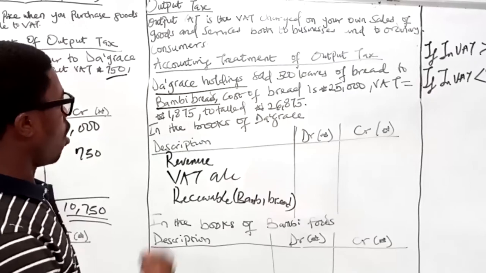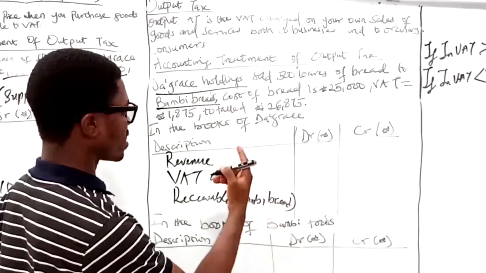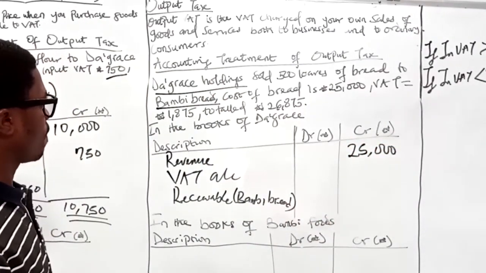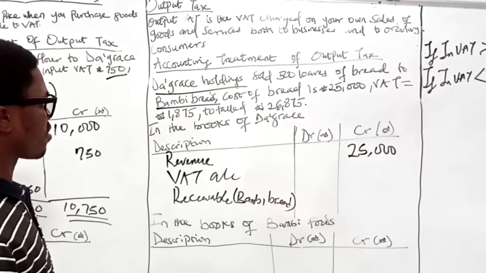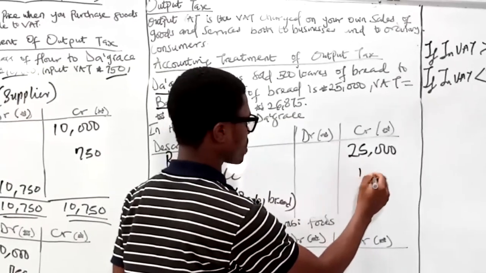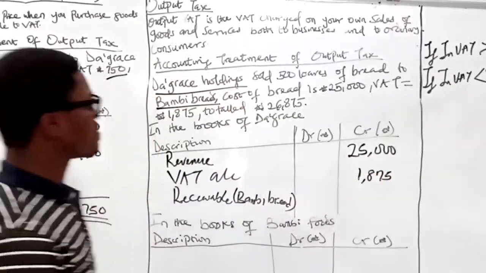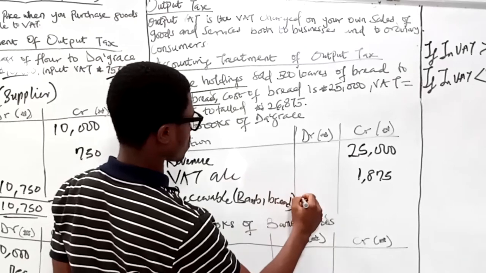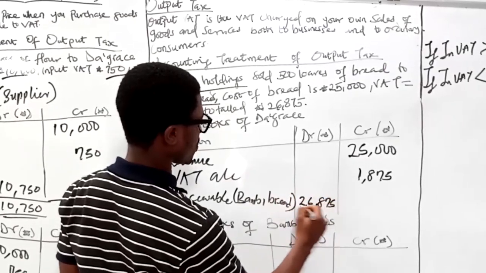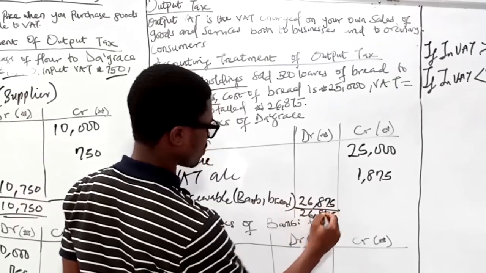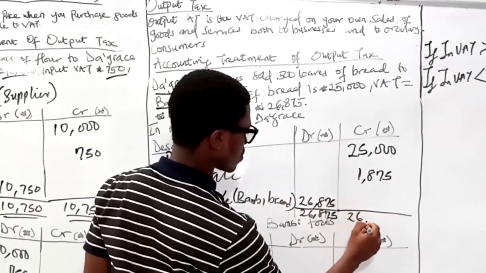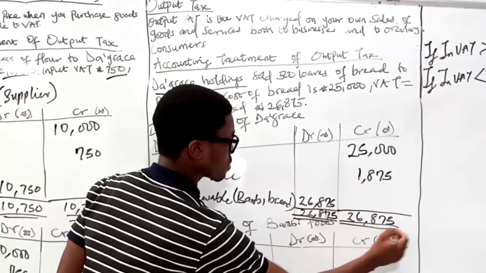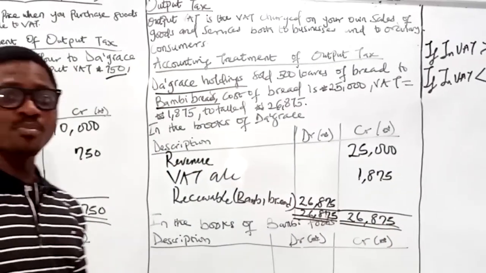Being the receivable. What is the revenue? Which was the so-called contract sum, 25,000. And what do you do? Credit revenue with 25,000. What is the VAT? VAT of 1,875 naira. We credit the VAT account with 1,875. While the receivable will be debited with the total sum of the two, which is 26,875. Now we go to the accounting entry in the books of Bambi Bread.